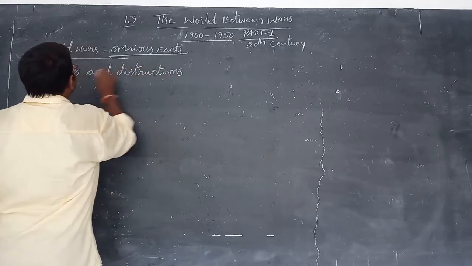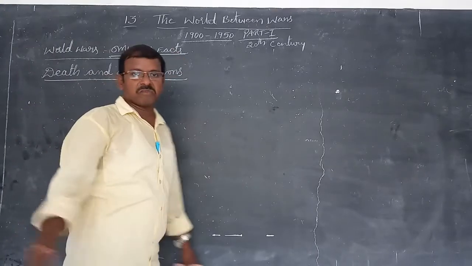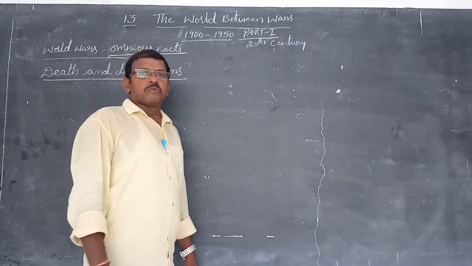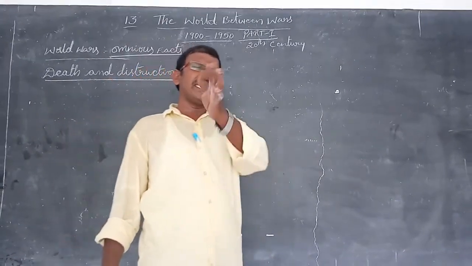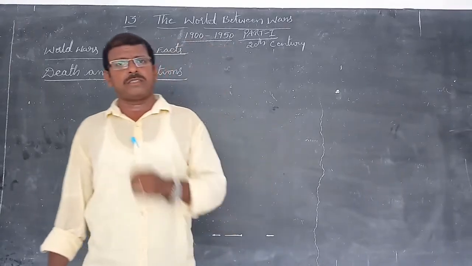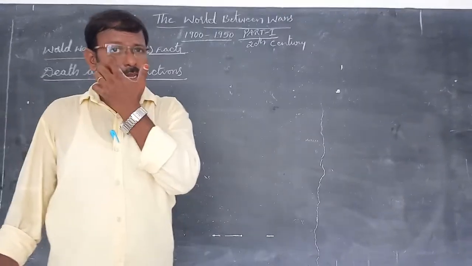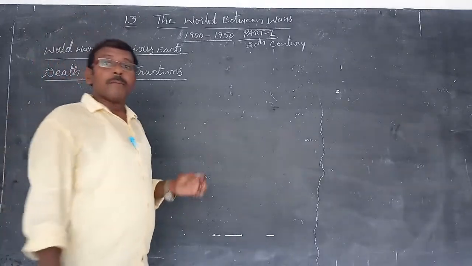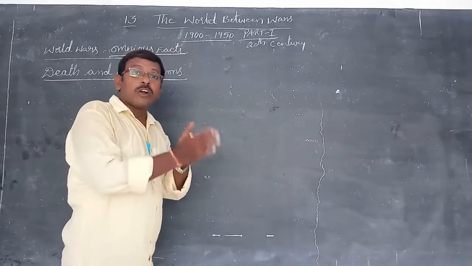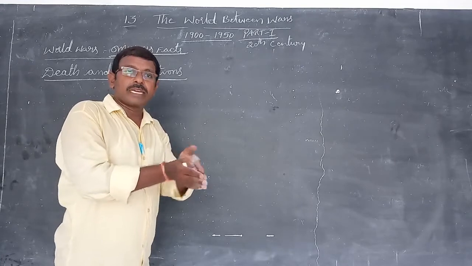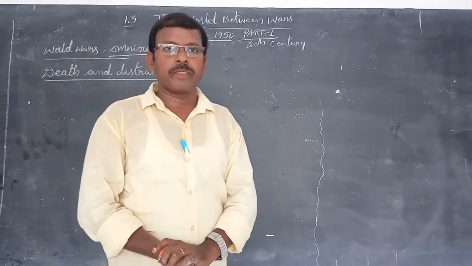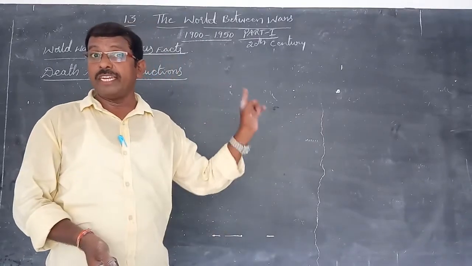Death and destructions. The two world wars are very different from other wars. So many wars have happened in the world and in India and wherever, but those are not similar when compared to the First World War and the Second World War. So these are very different.